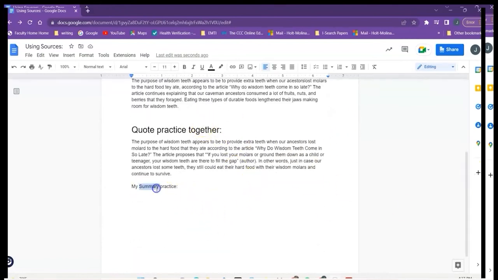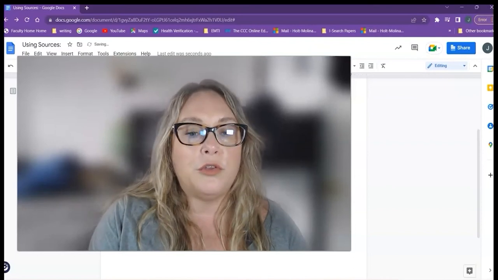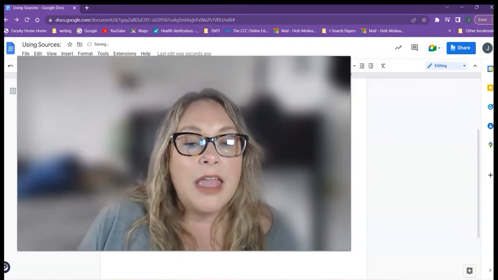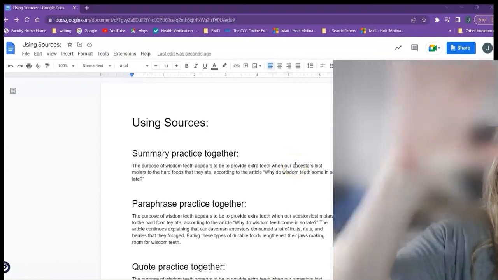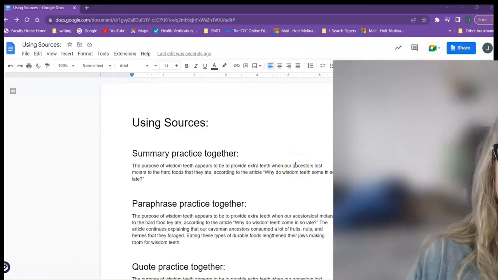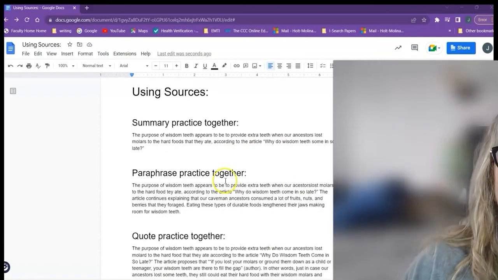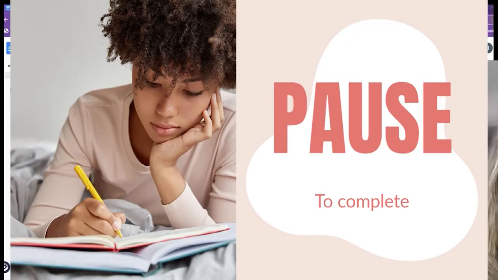Or like my summary practice even, that way I know that it's yours. So my summary practice, and you're going to prove not that wisdom teeth are the purpose of wisdom teeth, but instead that they can cause problems later on in life. Okay, so I want you to look through the article, and I want you to figure out how you're going to summarize that from the article and put it there on your paper. And you're going to be on your own to do this, okay?